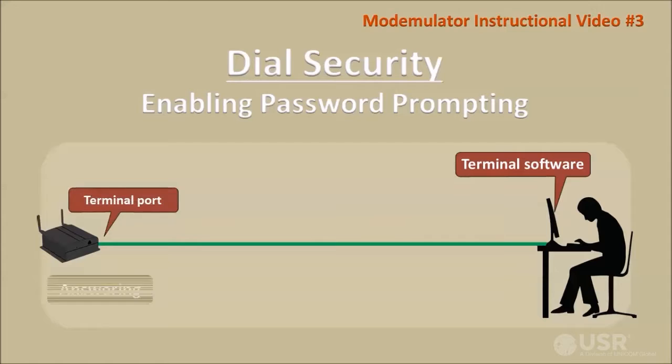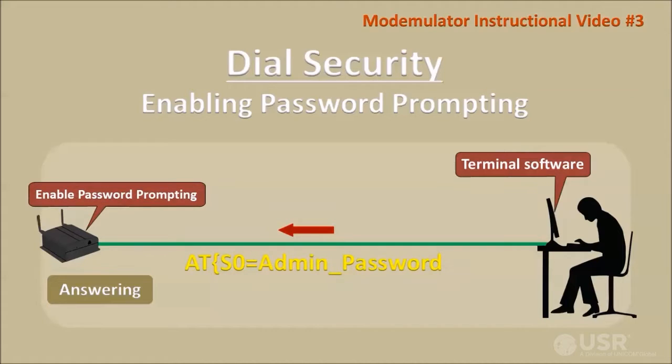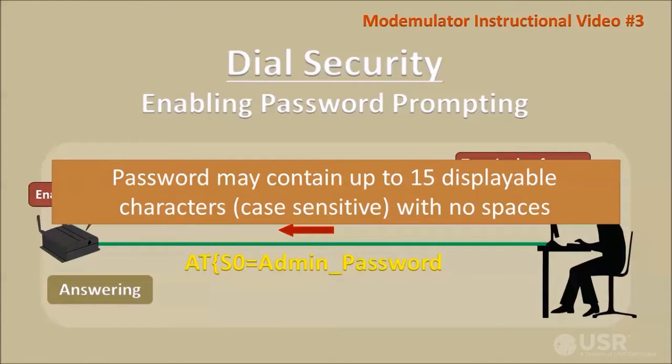To enable password prompting, connect a terminal to the answering modemulator. Use the brace S0 command to enter an administrator password into the answering modemulator. The password may contain up to 15 displayable characters with no spaces. The password is case sensitive.